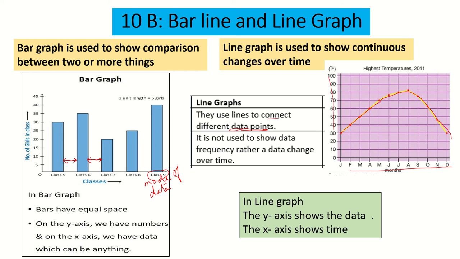In the line graph, the y-axis shows the data. Data means the temperature that we are reading, and the x-axis shows the time over the year. For example, here the months are there, so this is the time that has passed by, and this is the data we want to collect, the temperature.